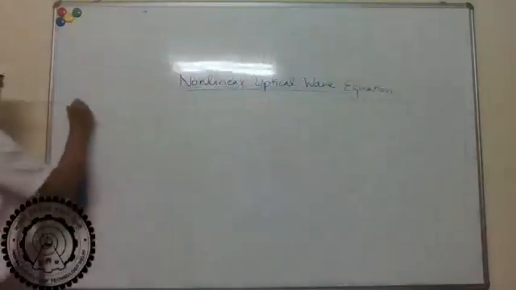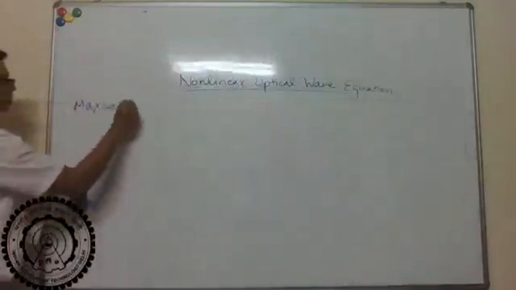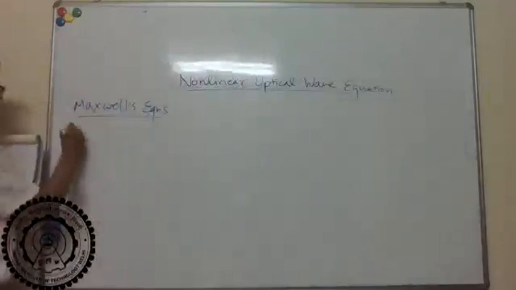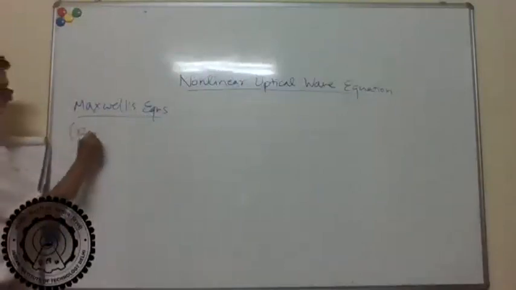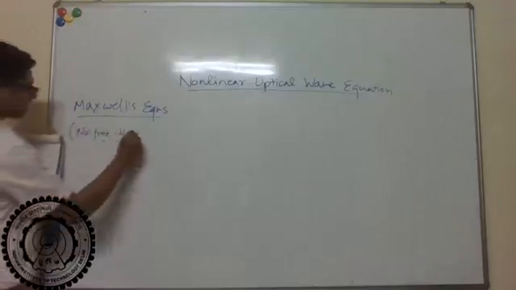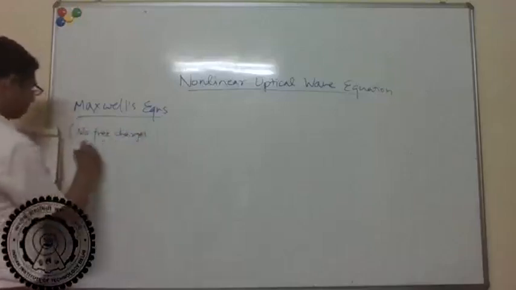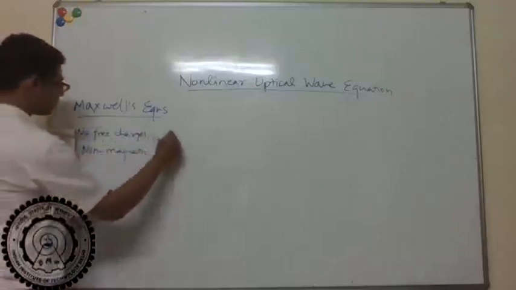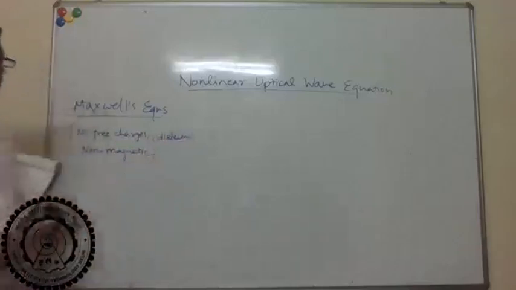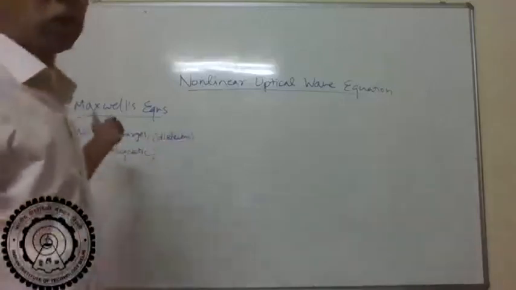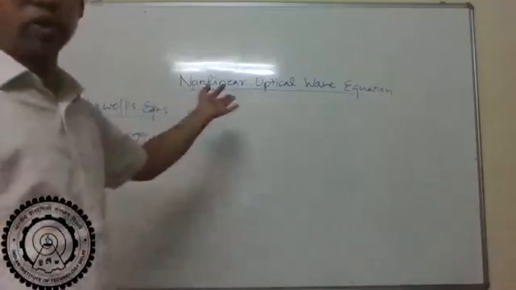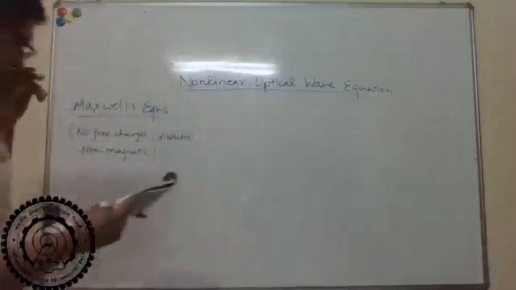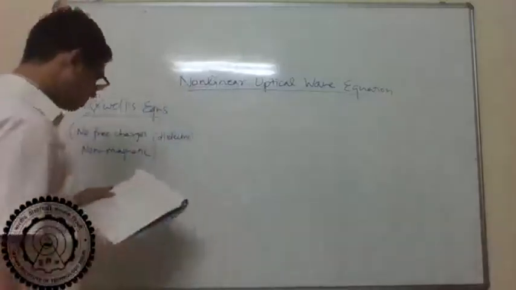So we start with Maxwell's equations in a dielectric medium, so no free charges, and also non-magnetic. Okay, so almost all of the materials that we use in nonlinear optics are dielectric and non-magnetic. So we consider only that case.